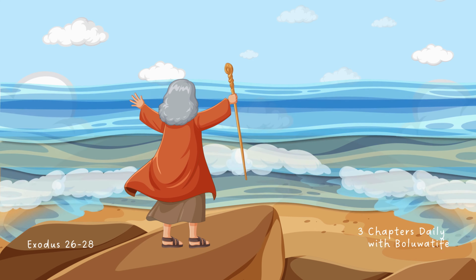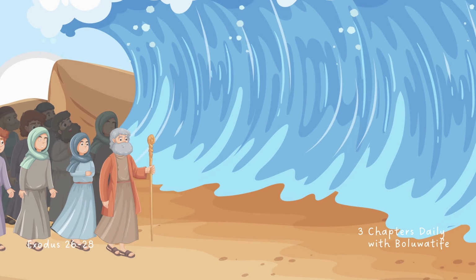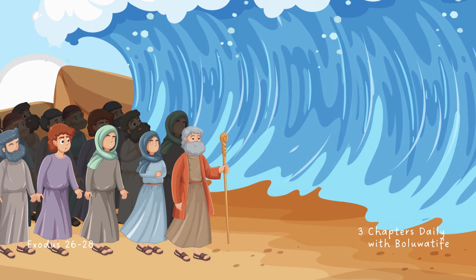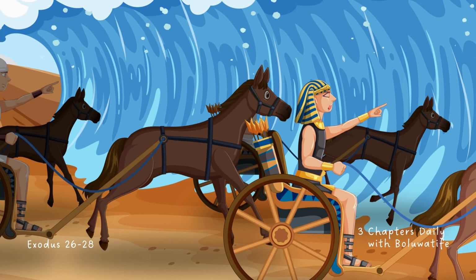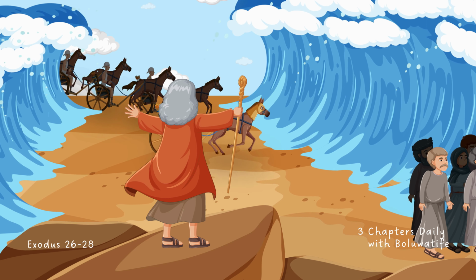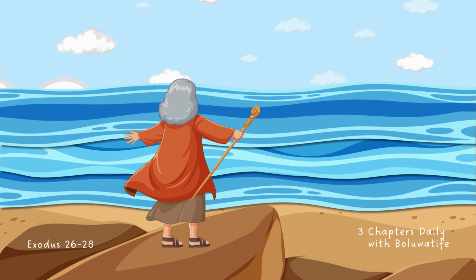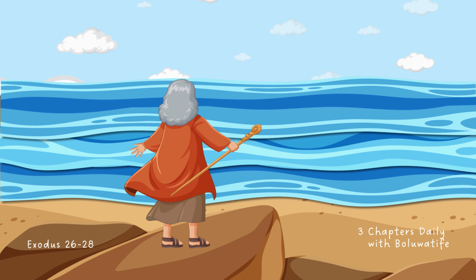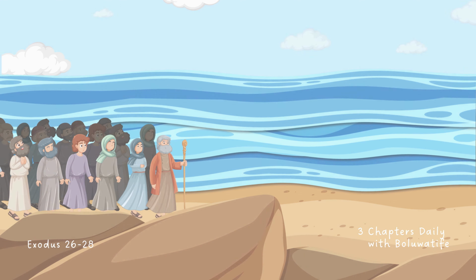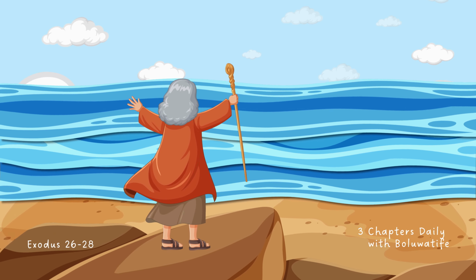10 cubits shall be the length of a board, and a cubit and a half shall be the breadth of one board. 2 tenons shall there be in one board, set in order one against another. Thus shalt thou make for all the boards of the tabernacle. And thou shalt make the boards of the tabernacle 20 boards on the south side southward. And thou shalt make 40 sockets of silver under the 20 boards, 2 sockets under one board for his 2 tenons, and 2 sockets under another board for his 2 tenons.